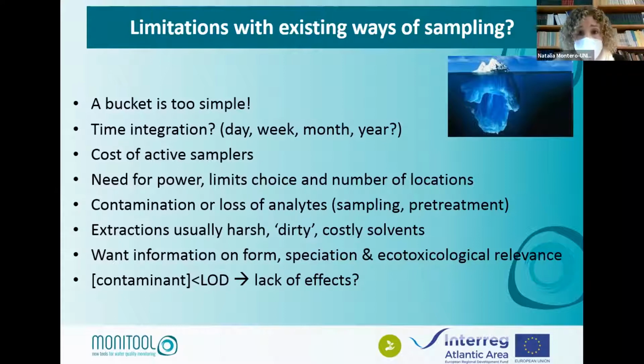Also, the concentrations that we are measuring, like dissolved or total concentrations, which are the ones we have to report following the European directives, are not based on speciation. So it is very difficult to establish what is the potential toxicity of the concentrations we are reporting.